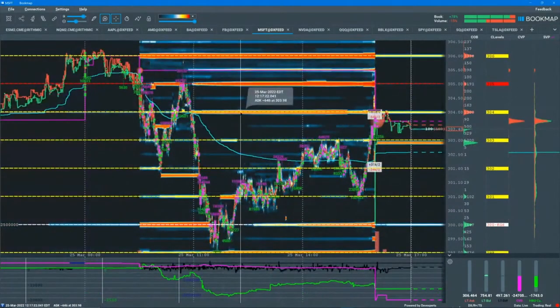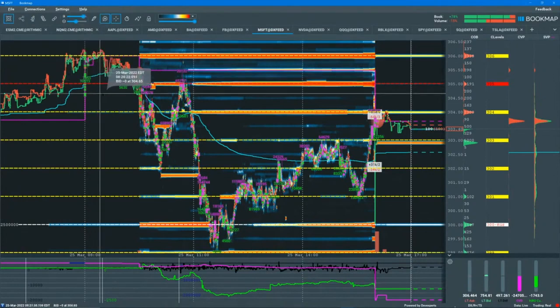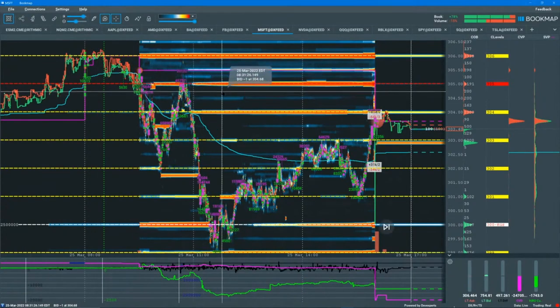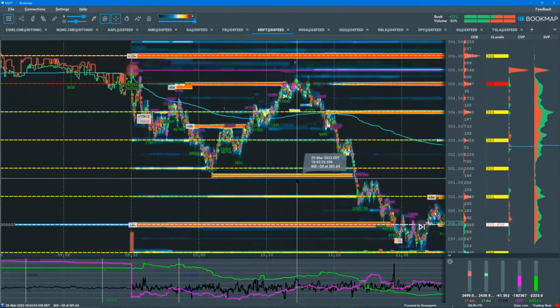And also, I find the absorption and sweep indicators are very helpful. So let's zoom in here. Now, one thing that happens with the absorption and sweep indicators is I have them set on automatic. So the setting changes every 10 minutes.